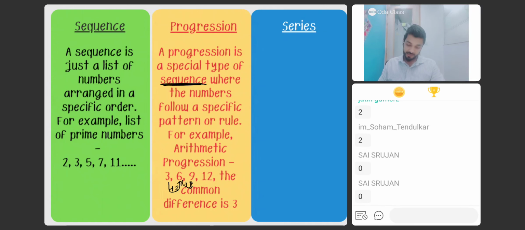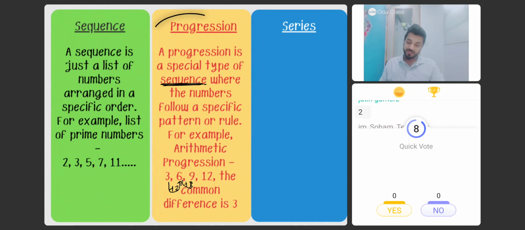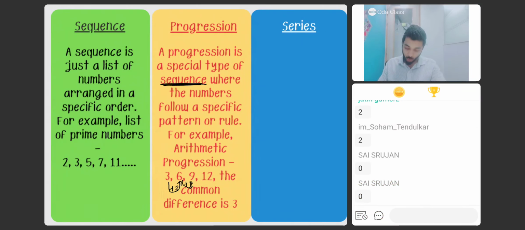Now is that clear, everyone? Are you able to understand the difference between sequence and progression? A sequence is just a list of numbers arranged in a specific order. But in a progression, there is a specific rule.